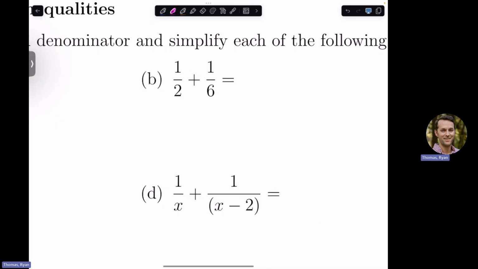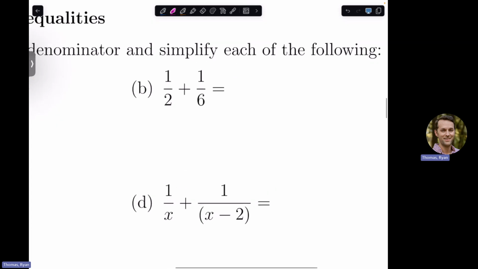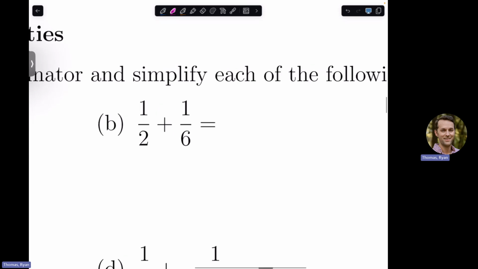All right, just a quick check-in, make sure we're on the right track. What's the least common denominator for 2 and 6? 6, yeah.